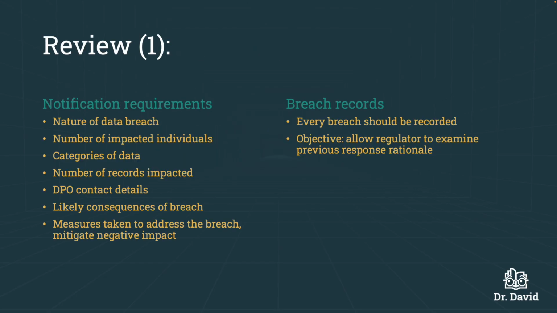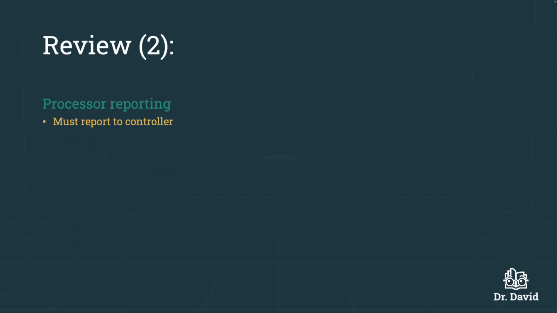In this lecture, we looked at the notification requirements for reports going to regulators. These reports must include the nature of the breach, the number of impacted individuals, categories of data, number of records impacted, data protection officer contact details, likely consequences of the breach, and measures taken to address the breach and mitigate negative impact. Every breach must be recorded, and the objective of recording and retaining those records is to allow regulators in the future to examine your organization's previous response rationale. Finally, for processors, they report directly to the controller.